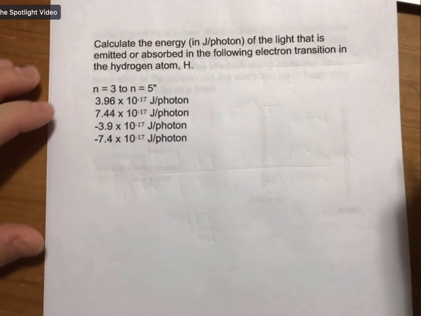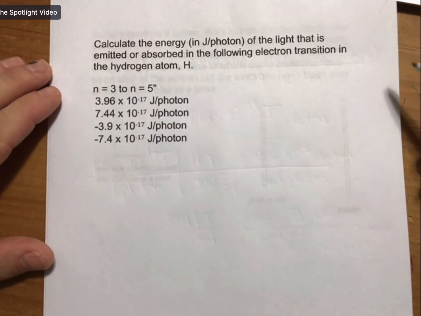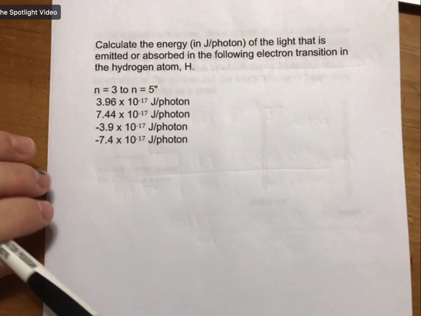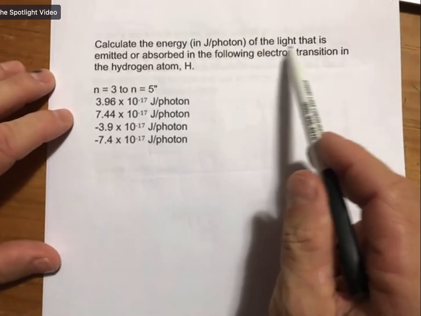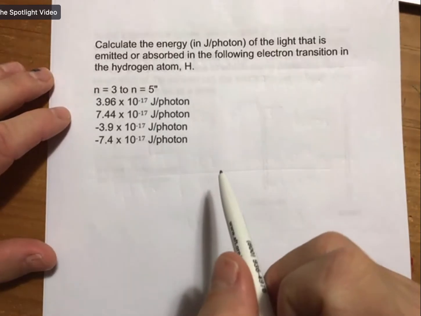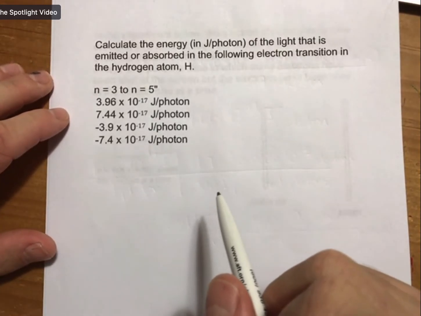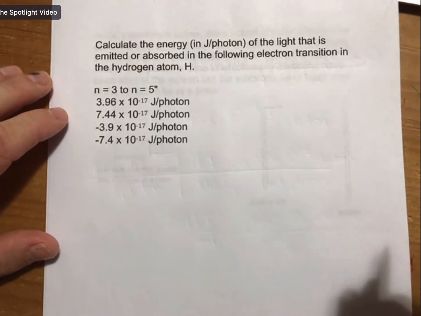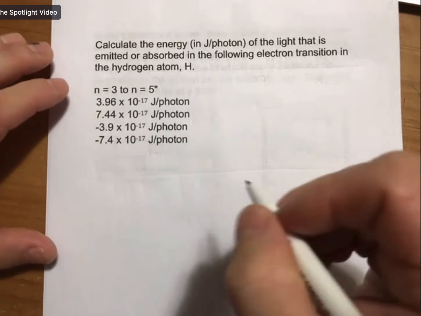This problem goes: calculate the energy in joules per photon of the light that is emitted or absorbed in the following electron transition in the hydrogen atom. And so we talked, let's see.